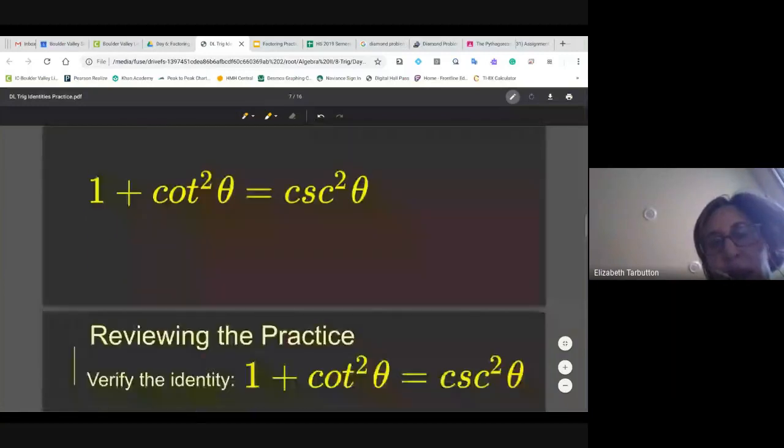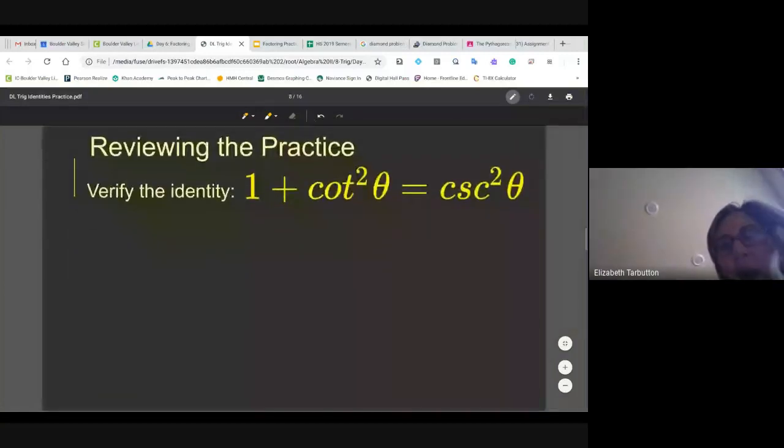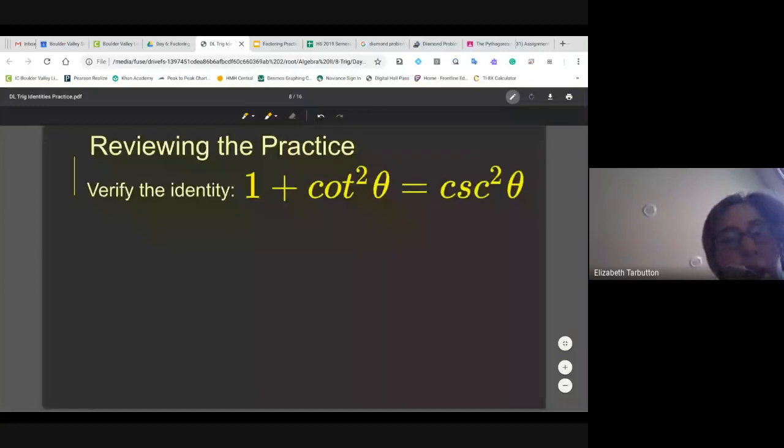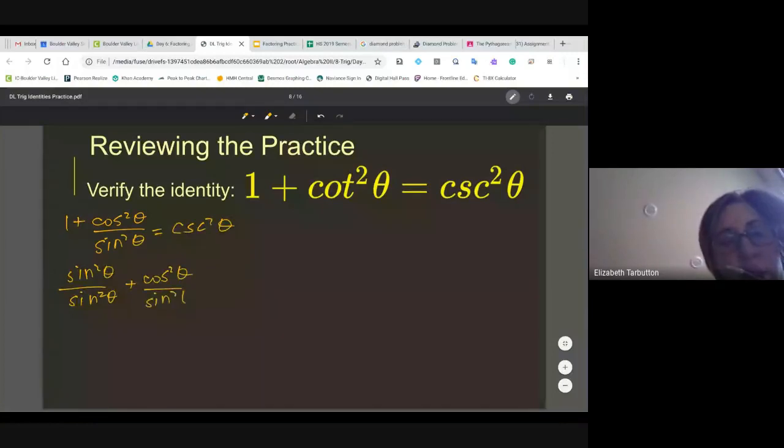Okay, verifying this identity. I'm going to take my relationship, and I know that cotangent squared is cosine squared theta over sine squared theta, and that equals cosecant squared theta. And then I'm going to turn the 1 into sine squared theta over sine squared theta because it has a common denominator with my other fraction, and it simplifies to 1. So then I can add them together.